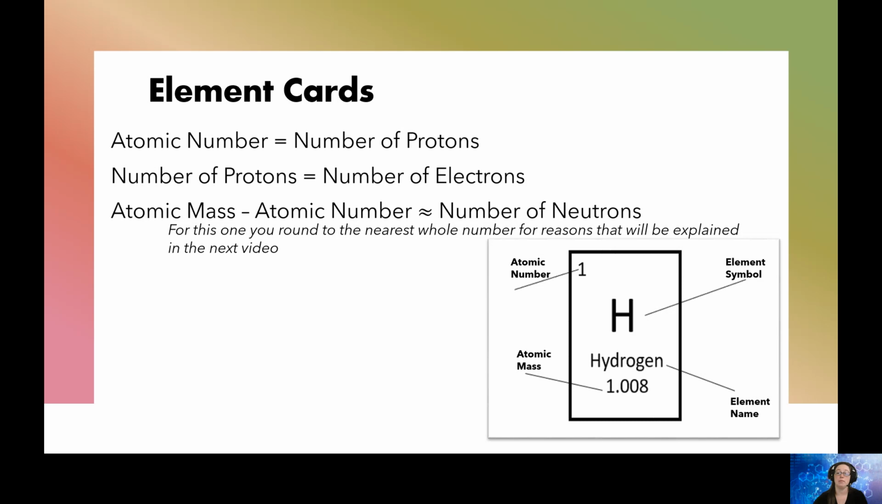The atomic mass at the bottom is approximately or about the sum of protons and neutrons in an atom. Now with this, you do have to round it to the nearest whole number because, like I said, there are different versions of each element that have different numbers of neutrons, which we're going to talk about, and they throw that number off a little bit. So just from those two numbers, you can find out about 4 things about an element. And again, the atomic number also tells you where to find that element on the periodic table. So you can think of it as like directions to finding it.